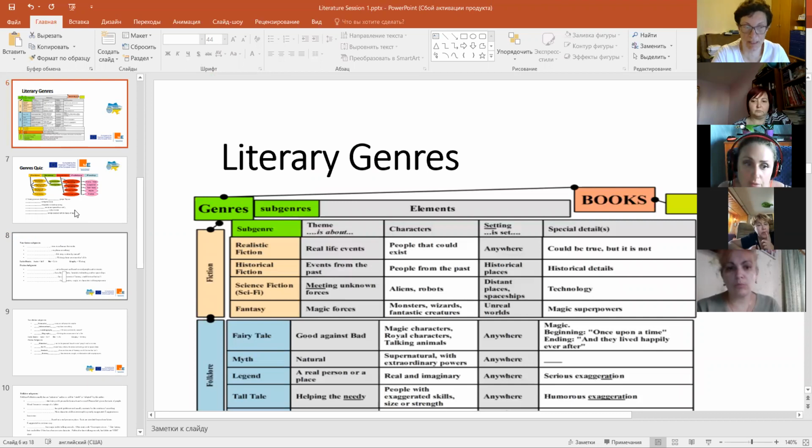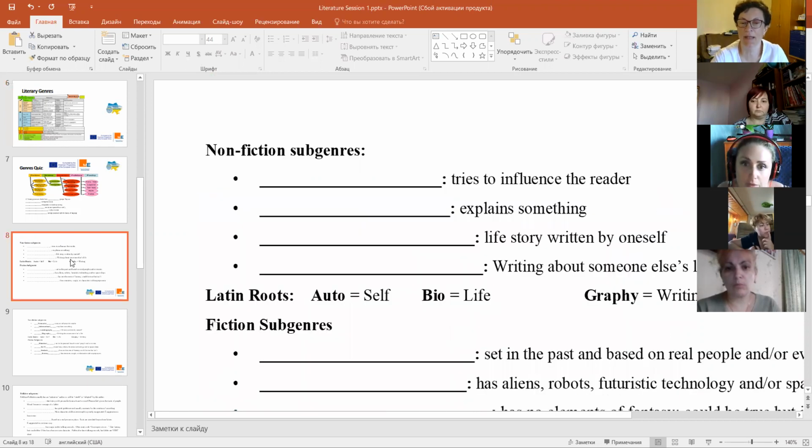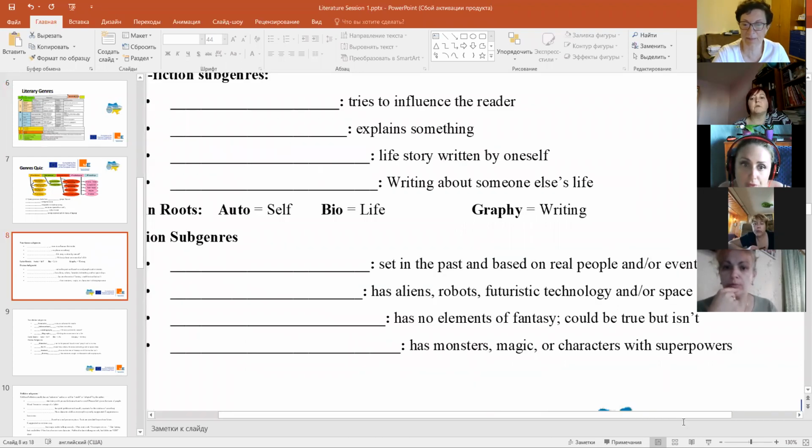Absolutely. It explains. Life story written by oneself. Biography, probably. By oneself. Oh, autobiography. Autobiography, we need this auto, and we can explain that auto means self. And writing about somebody else's life is biography. Perfect.